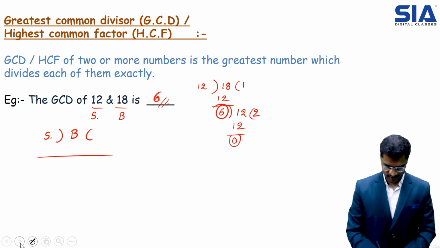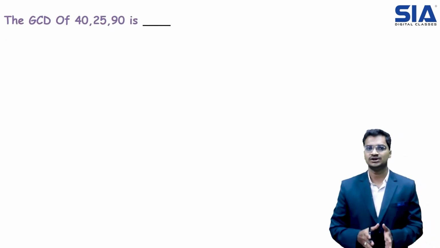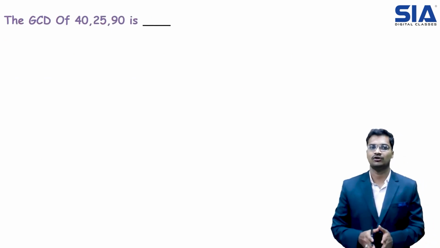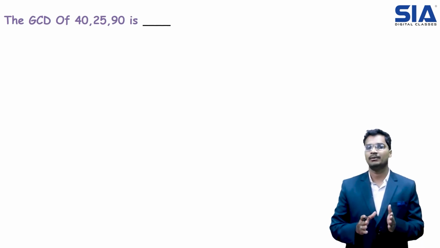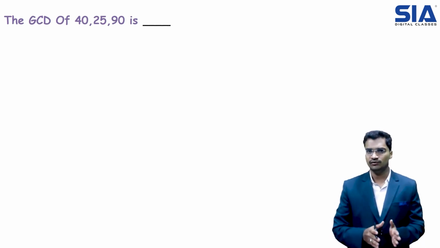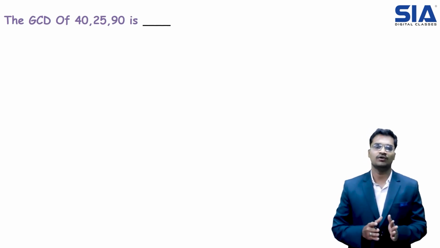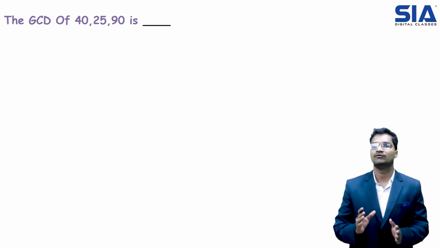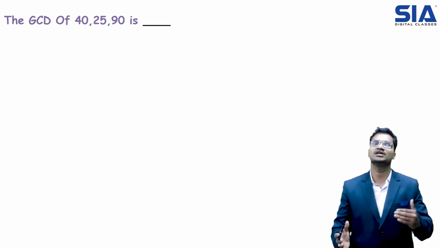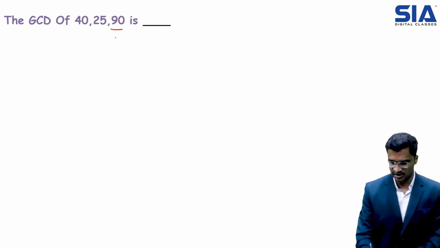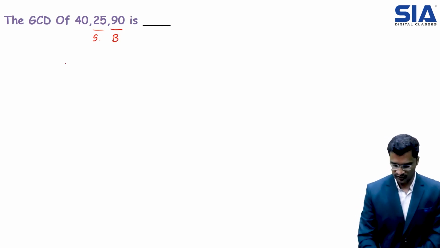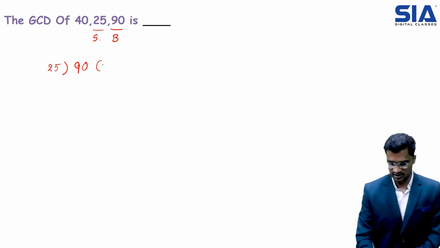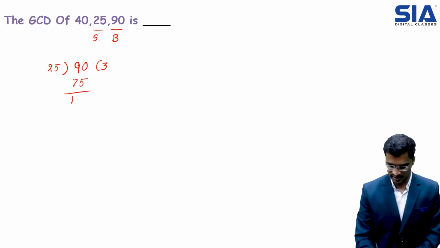Now coming to the next question. In this question we have to find the HCF or GCD of 40, 25, 90. So here we are given three numbers. What we have to do? We have to apply the same process, which says we have to identify the bigger number first and the smaller number next. So here the bigger number is 90, the smaller number is 25. Now we have to divide the bigger number by the smaller number. So 25 3s are 75. So 90 minus 75 gives me a value of 15.